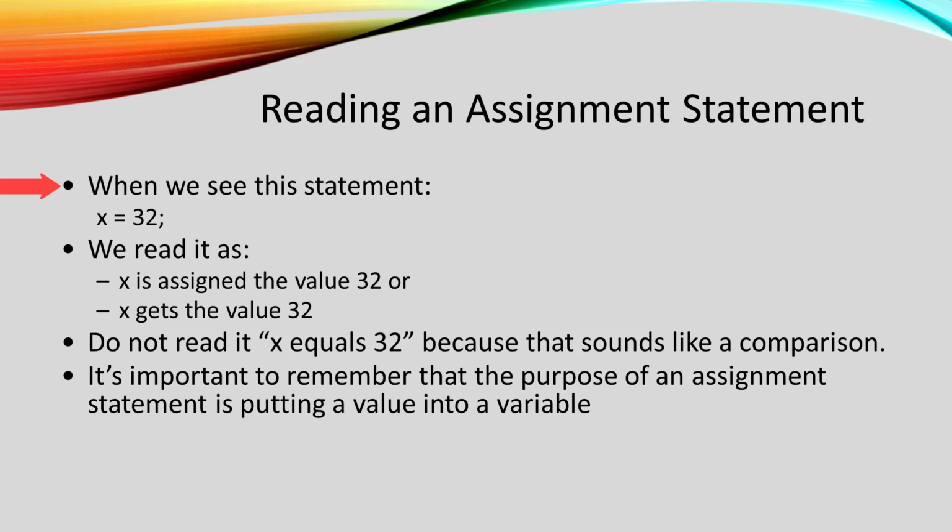When we read the equal sign in an assignment statement, we say, is assigned the value or gets the value. It's important that we don't read this assignment statement as x equals 32. That sounds like a comparison, which isn't what the instruction means at all. The instruction encodes an action of storing a value into a variable, so we need to read it as that action. X is assigned the value 32, or X gets the value 32.